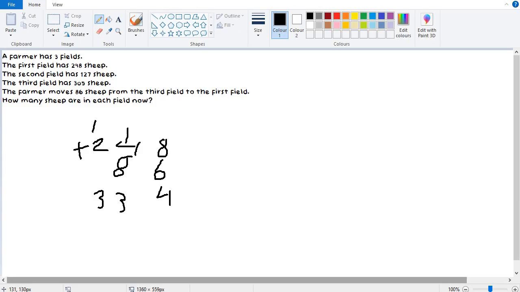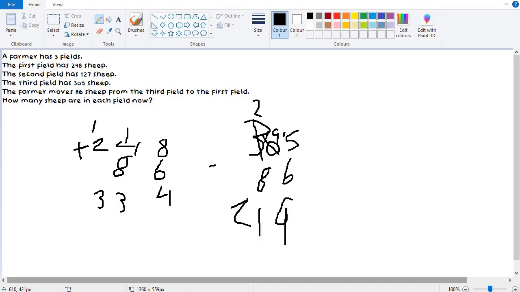Now we are not done yet because we moved 86. We moved 86 sheep from 305. So we have to do 305 minus 86 because we took 86 sheep from the third field. So the third field now has 219 sheep, and the first field now has 334 sheep. And obviously the second field stays the same because it doesn't mention the second field here.